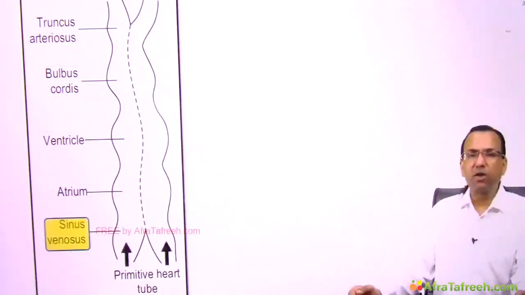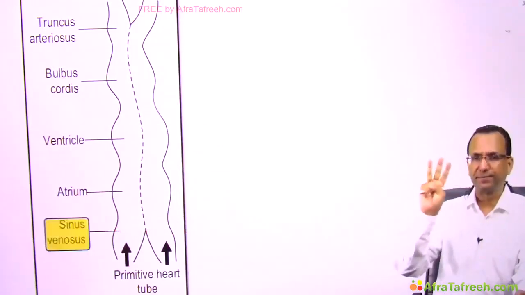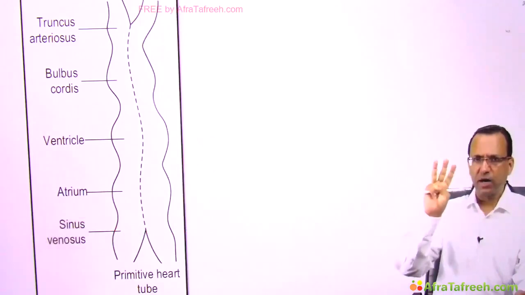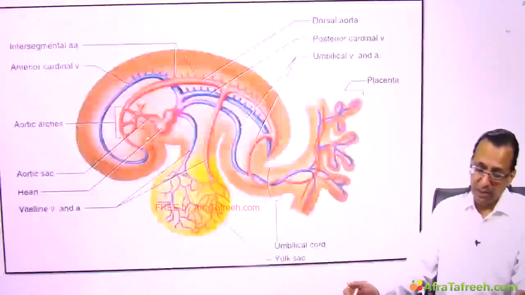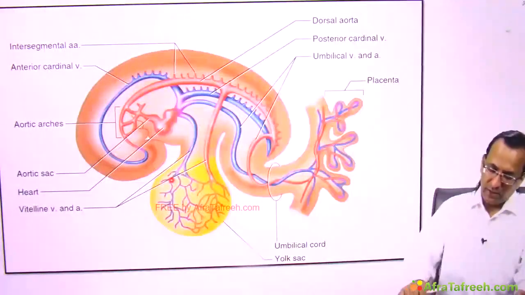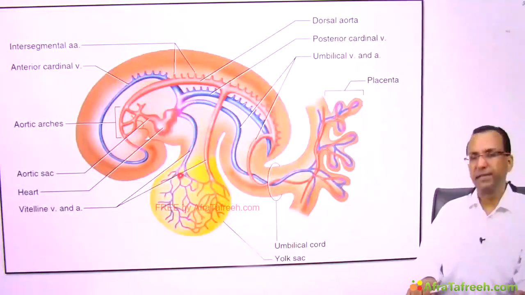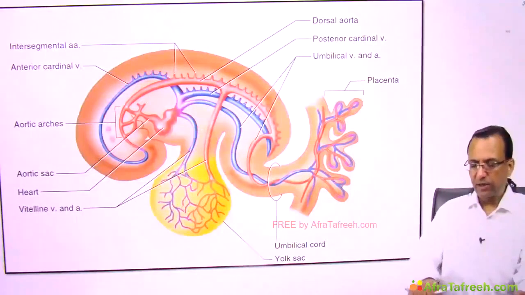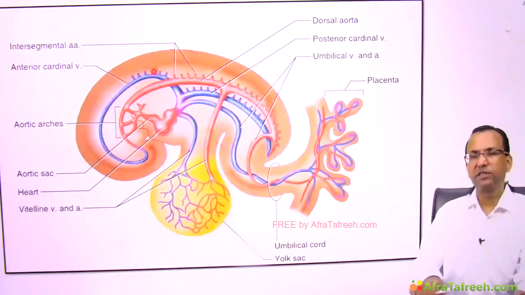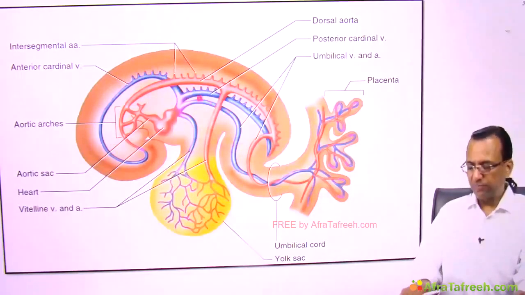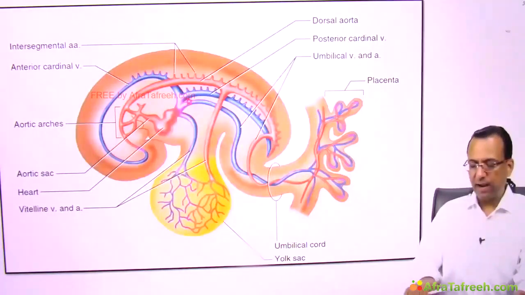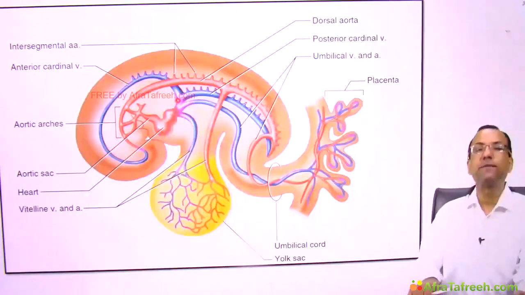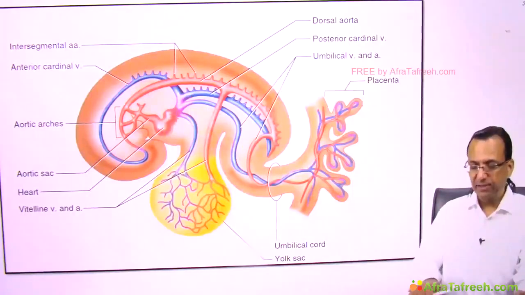Remember, there's a right horn, left horn of the sinus venosus, which is receiving 3 sets of veins from each side. 3 sets of veins means cardinal, vitelline, and umbilical on each side. That's what we have to discuss now. So there is a right vitelline vein, left vitelline vein, and right-sided cardinal veins, left-sided cardinal veins, draining into the lower venous end, which is the right horn, left horn of the sinus venosus.